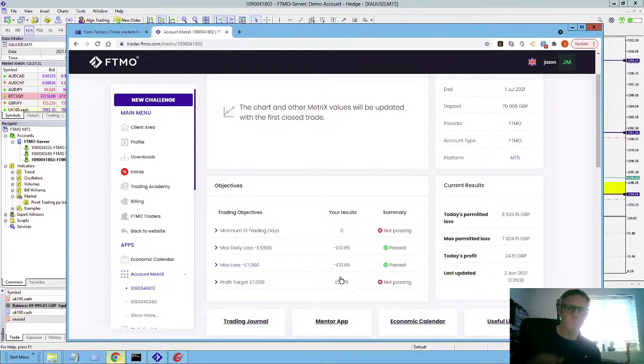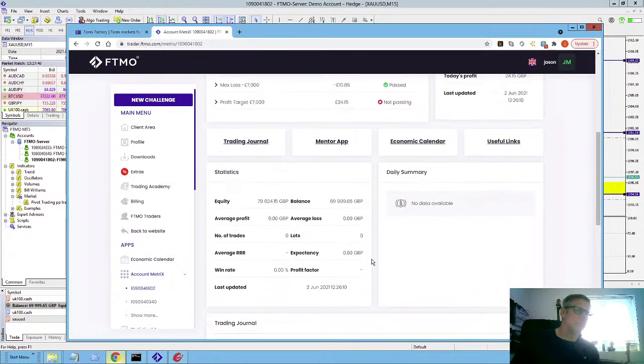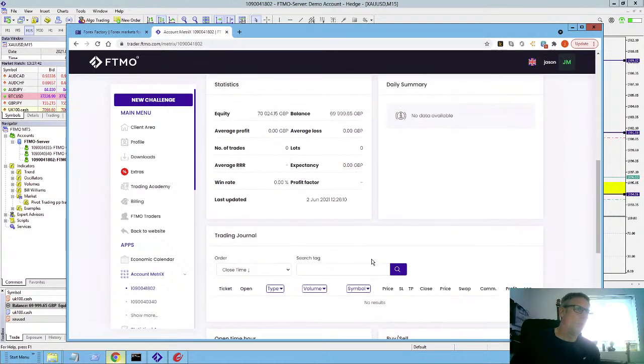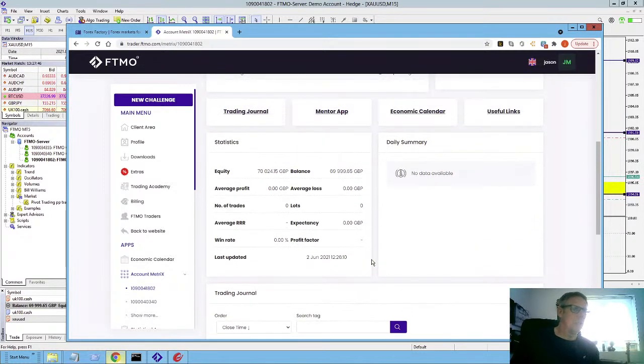any particular time, or the current profit when it did a refresh on the charts, which I think is every 15 minutes or so. And again, as we go down through the summary, there's no data to actually give on what I've done for trading journal or instruments. So again, that will build up over the days.